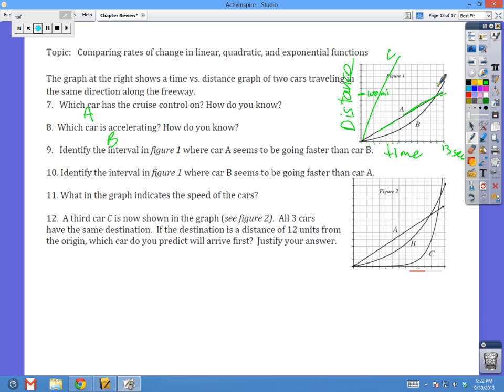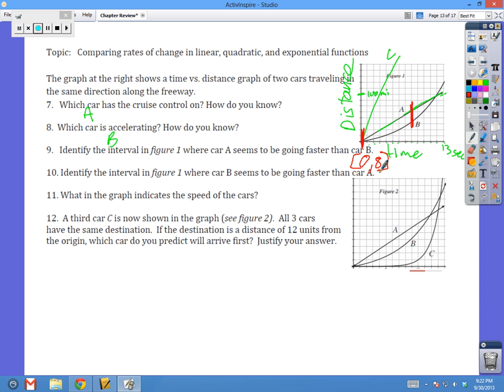So the interval where A is faster than B. So look at line A. Where is this line steeper than B's line? And it's definitely steeper from here, maybe all the way to like right here. In that interval, A is steeper. So from 0 all the way to 1, 2, 3, 4, 5, 6, 7, 0 to 8 seconds including.